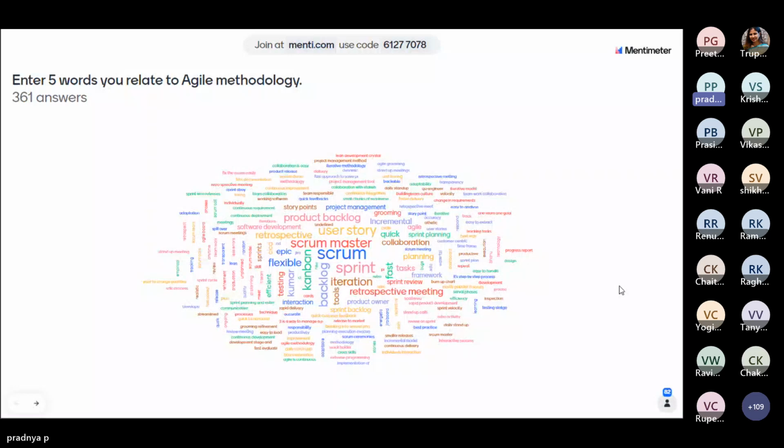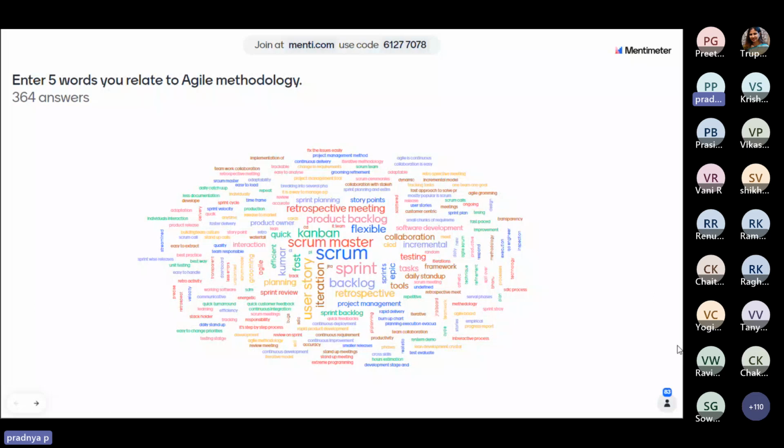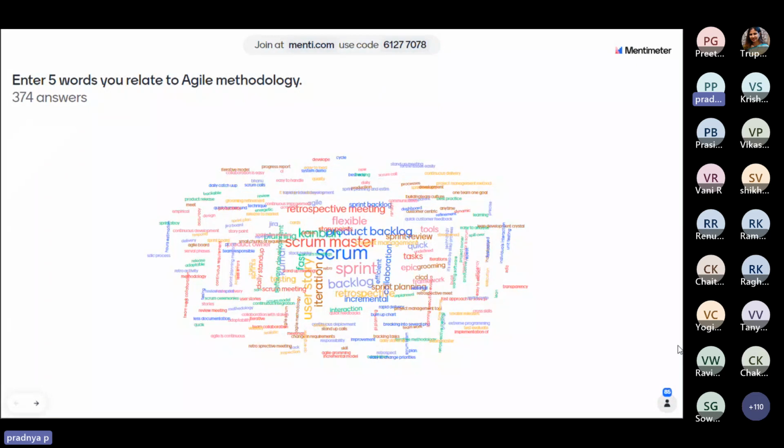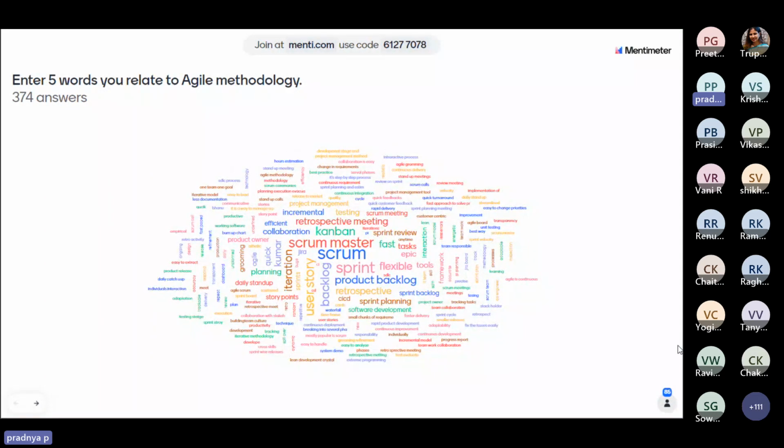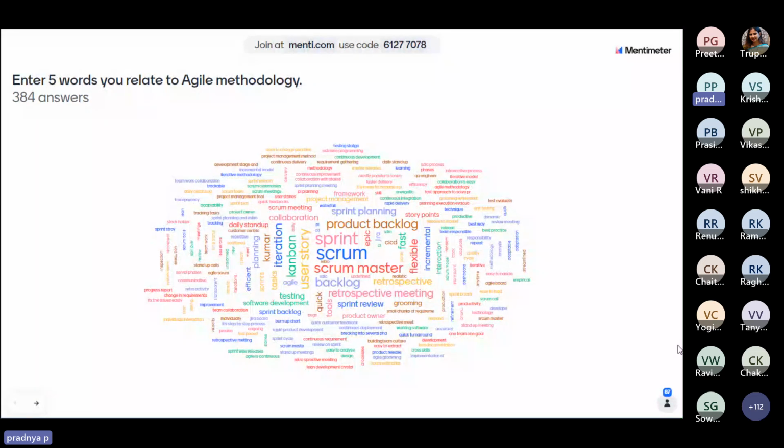Excellent. So 80 plus people have answered, and still the answers are coming in. As we can see, most of us relate ourselves when we say agile to scrum, to sprint, product backlog, scrum master, kanban. So these are the very common terminologies and practices. I can see daily stand up, refinement, project management, testing, software development, sprint planning, sprint backlog, CI/CD. Okay, so many of these words are what we are relating to when we are saying agile.